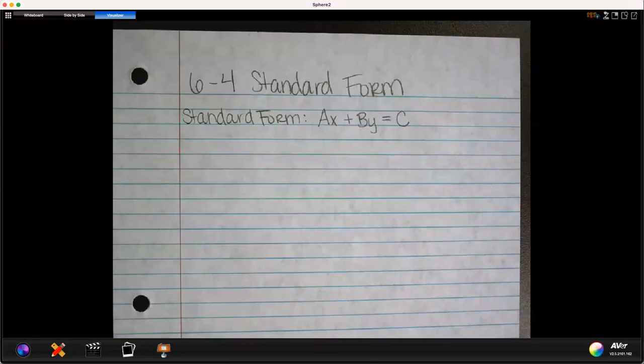All right, so today we are doing 6-4 notes for standard form. Standard form, if you looked it up online, would look like the following. Capital letters and lowercase letters are important. We have capital A, lowercase x, plus capital B, lowercase y, equals capital C. Because we're an IB school, we do it in the IB way.